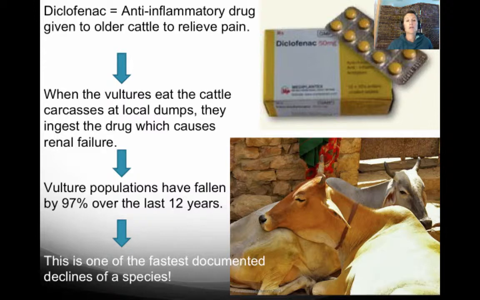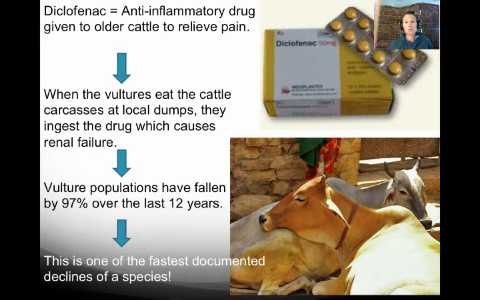But it turned out that they were also ingesting the diclofenac that was built up in the bodies, in the bloodstream, in the tissues. And it turns out that while diclofenac was really good for cattle, in birds, particularly these vultures, it caused renal failure. In other words, their kidneys stopped working. And it ended up killing them.